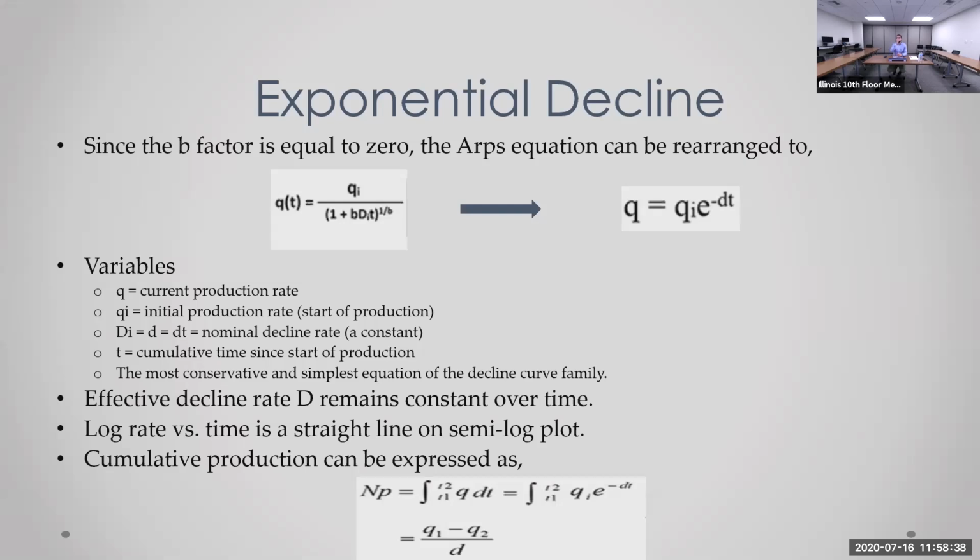This is exponential decline. So Arps' equation gets modified to that here on the side, since that B factor is equal to 0. Those are the variables, what each variable means. The effective decline rate will remain constant over time. The log rate versus time is going to be a straight line on a semi-log plot, and the cumulative production can be expressed as follows.